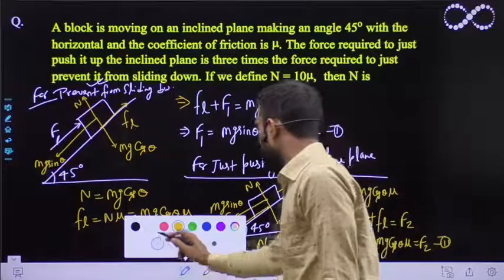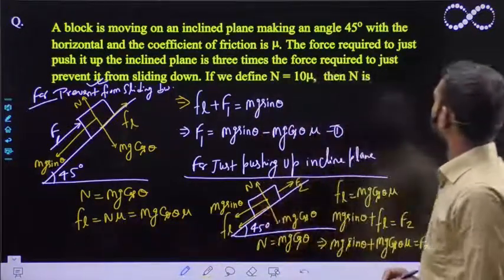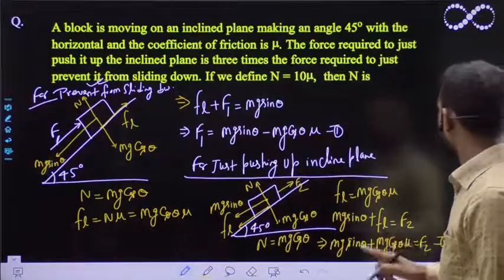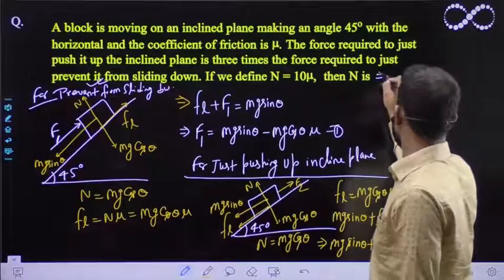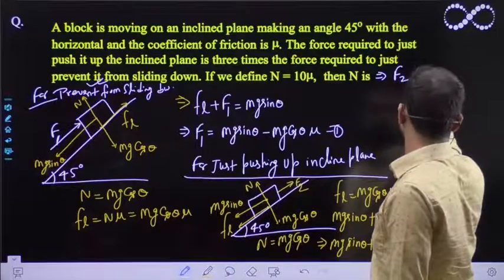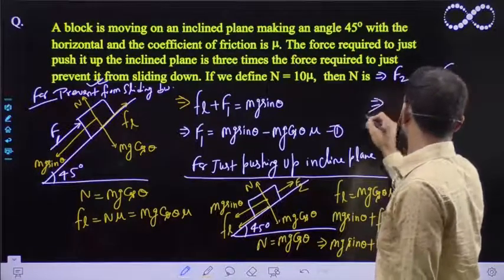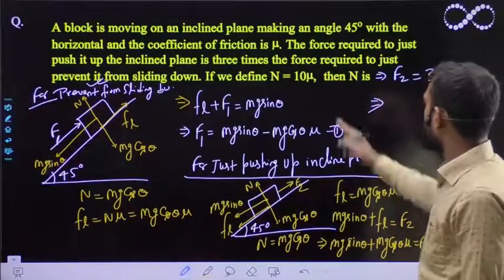Now it is given the force required to just push up, F2, is 3 times the F1. It is given in the question. So I will say here F2 is 3 times of F1. And this will give me the equation, and from here I will get the value of mu.